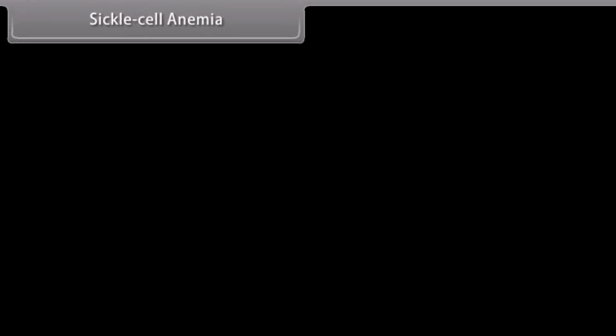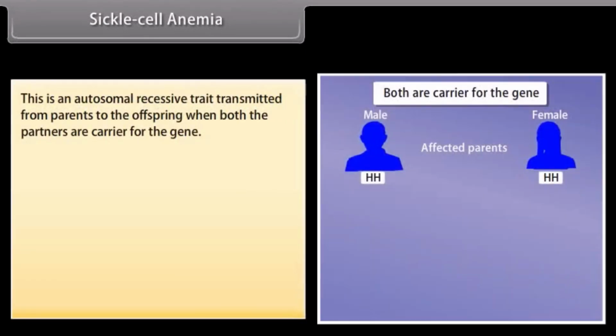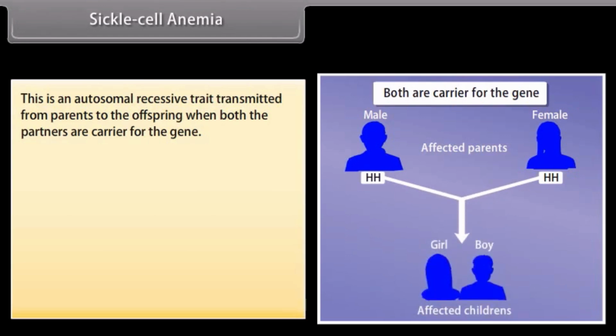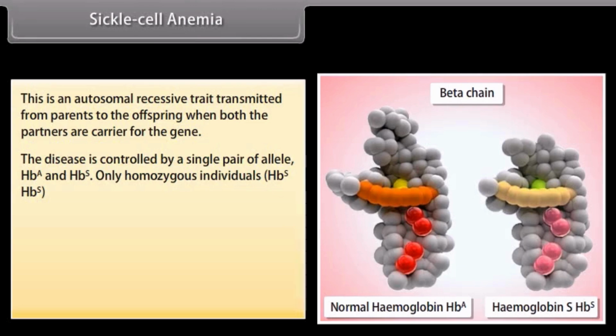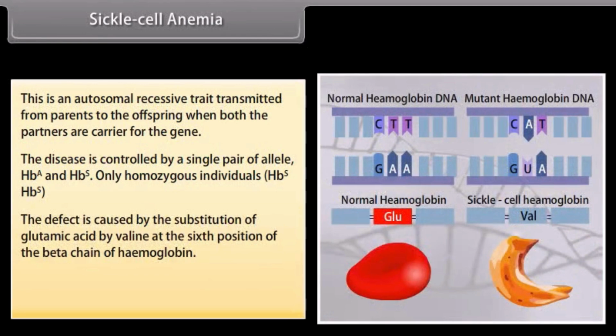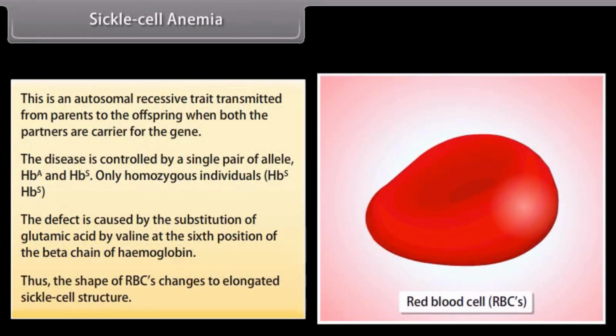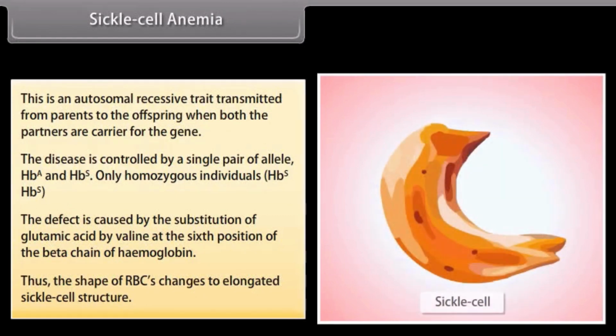Sickle cell anemia. This is an autosomal recessive trait transmitted from parents to the offspring when both the partners are carriers for the gene. The disease is controlled by a single pair of alleles, HbA and HbS, and only homozygous individuals, HbS HbS, show the disease. The defect is caused by the substitution of glutamic acid by valine at the 6th position of the beta chain of hemoglobin. Thus, the shape of RBCs changes to an elongated sickle cell structure.